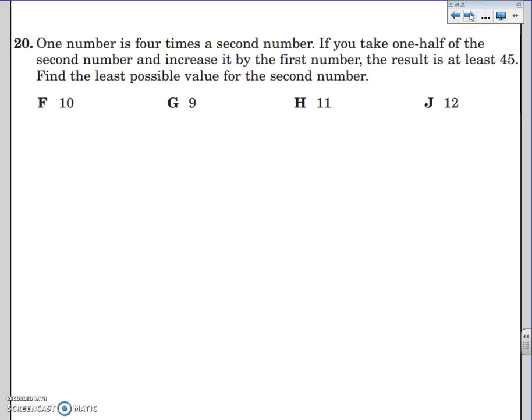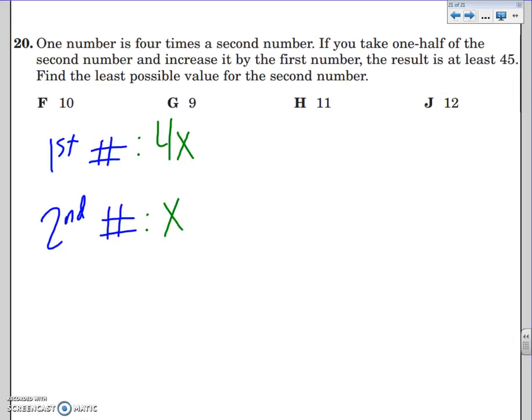Alright, last one, 20. One number is 4 times the second number, so I'll say the first number and the second number. I'll call the second number x. The first one is 4 times that, so 4 times x. Also, if you take 1/2 of the second number, so half of x, and increase it, so add the first number, 4x, the result is at least 45. At least means greater than or equal to 45.